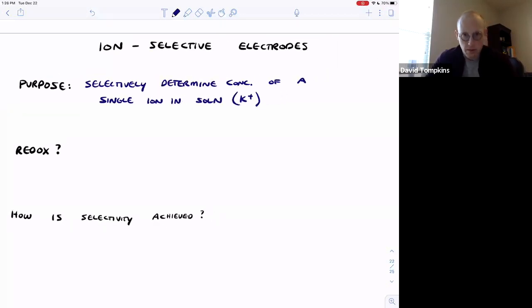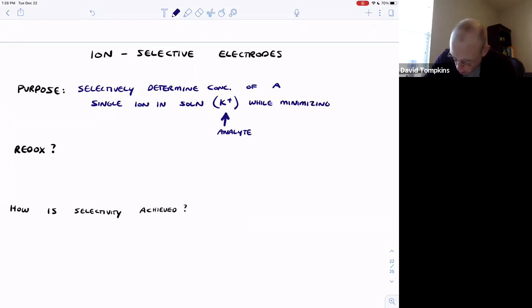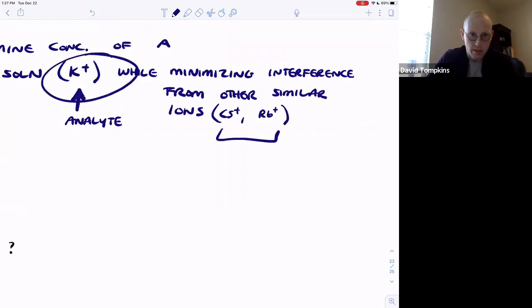It's always the goal to accurately determine the concentration of the ion of interest. Here the analyte is potassium, and we want to determine that concentration while minimizing the interference from other similar ions. So other alkali metals that might masquerade and appear as if they're a potassium ion would be ions like cesium and rubidium, both in the same +1 oxidation state as potassium.